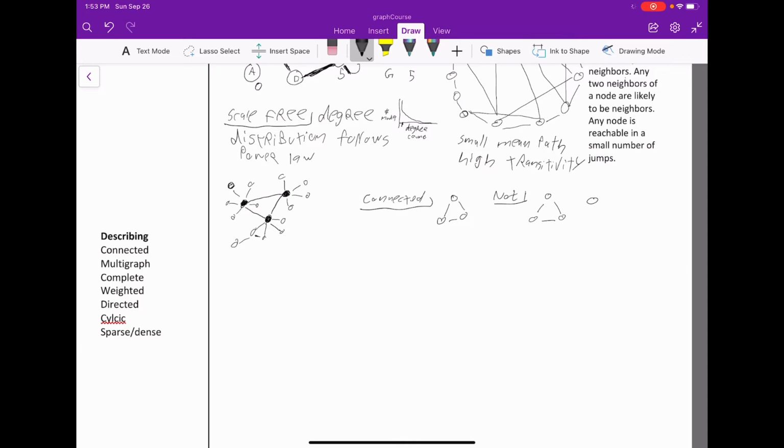You could also have what's known as a multigraph. To contrast that, we can look at a simple graph, which has just one edge between any given nodes, whereas a multigraph can have multiple edges between two nodes. So what that looks like is something like this.